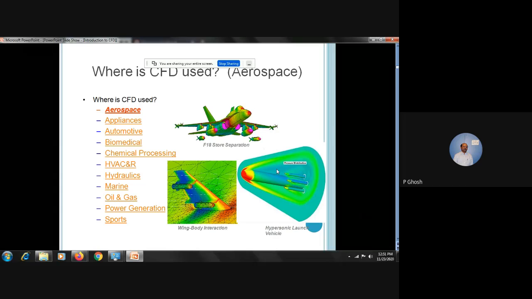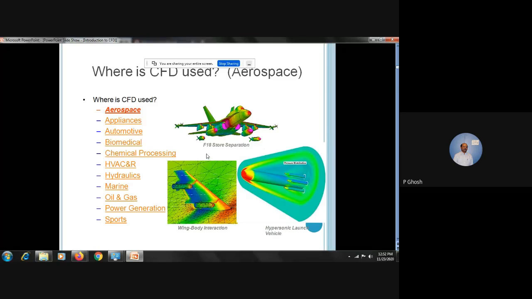Now, where should we use it? You name it, we can use it. That is my answer. You name it, if it follows continuum mechanics. Otherwise, other forms of CFD can be used. Starting from aerospace, appliances, automotive, biomedical, chemical processing, HVAC, hydraulics, marine, oil and gas, power generation, sports equipment, everywhere you can use it.